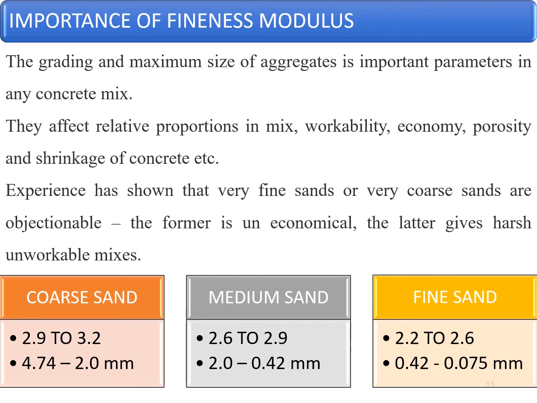So generally the particle sizes for these three types of sands are: for fine sand, the particle size ranges between 0.075 millimeters, that is 75 microns, and 0.4. When it comes to medium sand, the particle sizes range between 0.4 to 2 millimeters. And when it comes to coarse sand, the particle size ranges between 2 to 4.75. Anything between 2 to 4.75, the majority will give you a coarser sand.